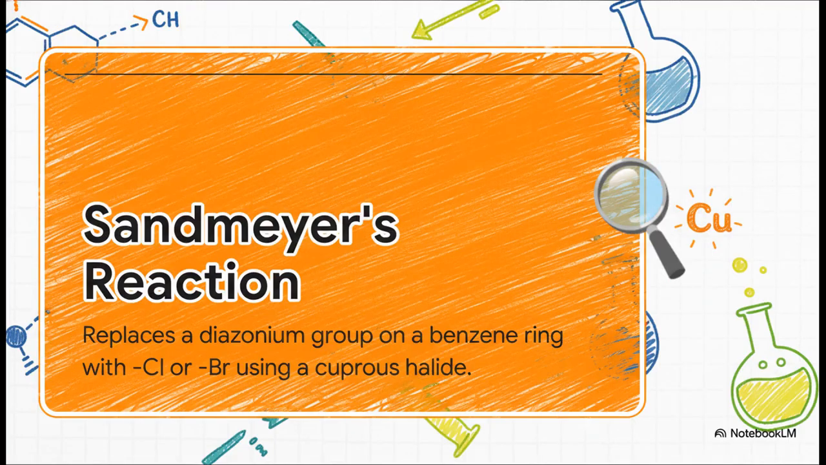reaction. Okay, now let's switch gears a little bit. We're moving from those simple chains to the big boss, the benzene ring. So how do we put a chlorine or a bromine on it? For that, we use the powerful Sandmeyer's reaction. The key here, the starting point, is always this very special compound called a diazonium salt.